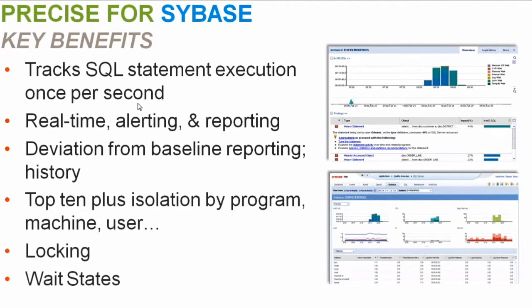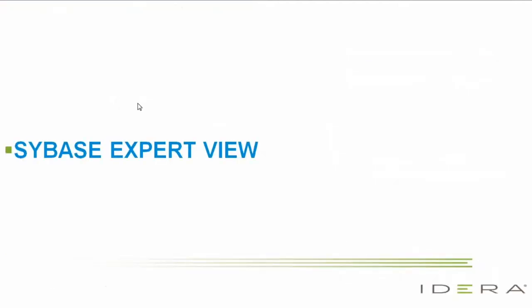We offer real-time alerting. We have a history, so you can do long-term reporting, and that also gives you baselines and therefore deviation from baselines. Precise allows you to drill down on the top 10, plus you can isolate by program, machine, and user, which allows the DBA to look at things more from an end user or application perspective. We track all execution states, including locking and wait states, so you can always find the issues with Precise.